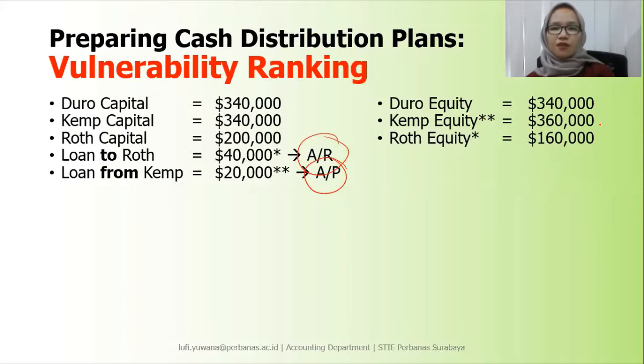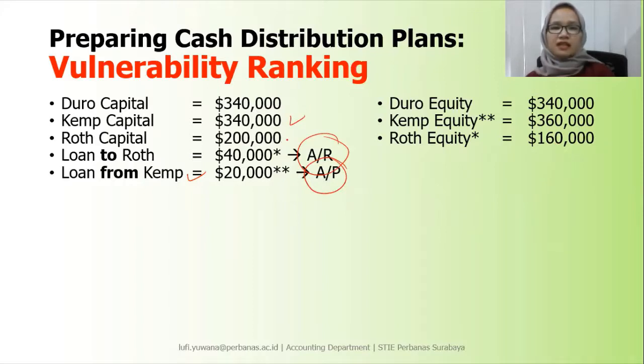It comes from the CAM capital, which is $340,000. And the other information about CAM is the loan. The loan should be added to the capital. That's why the CAM equity turns out to be $360,000.